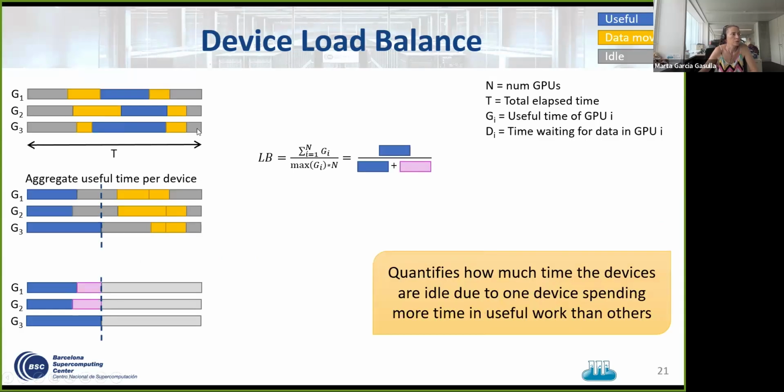The device load balance. So we will do again the same as we do in the host. We add all the useful time, we compute the maximum, and the difference between the maximum multiplied by the total number of resources and the total useful time is the load balance. This tells us how much time is being lost because one device is doing more useful work than the others.